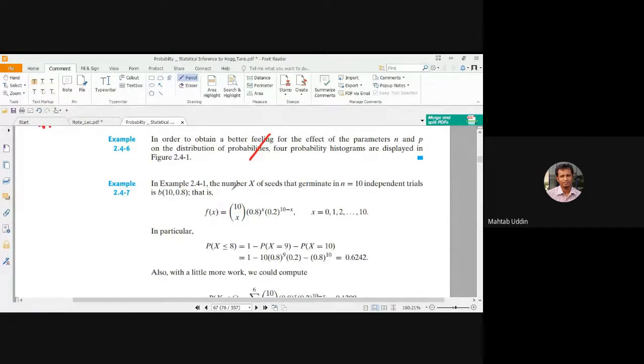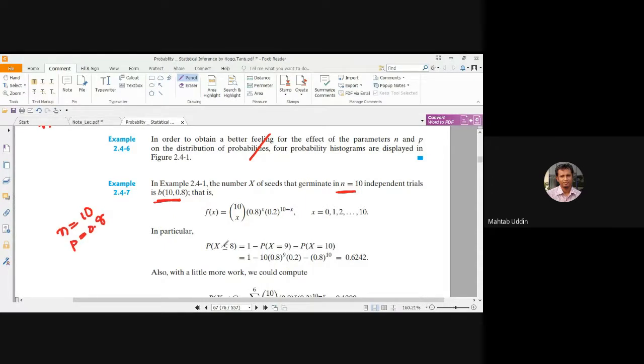Similarly, let x be the number of seeds that germinate, with n equal to 10, satisfying this. Satisfying this means n equal to 10 and p equal to 0.8. Then the PMF, the total probability, will be 10 C x, 0.8 to the power x, 0.2 to the power 10 minus x.